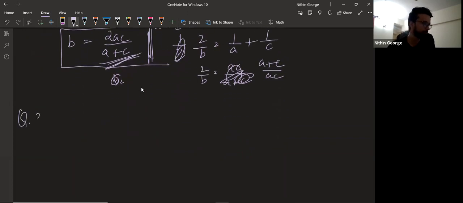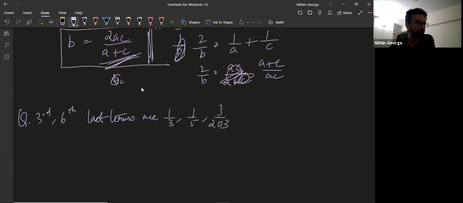Do one question. Third, sixth, and last terms are 1 by 3, 1 by 5, 3 by 203. How many terms are there? Do this question and our class is done for today. How many terms are we talking about?